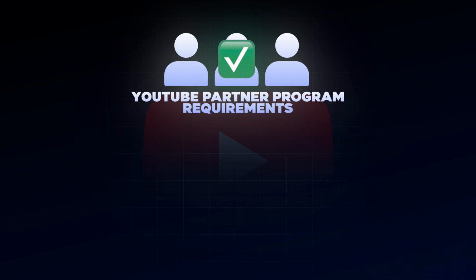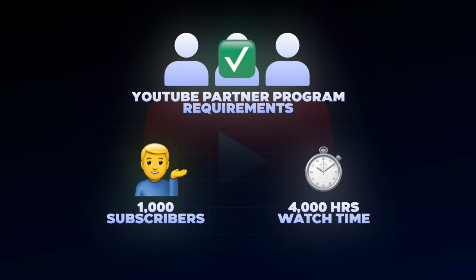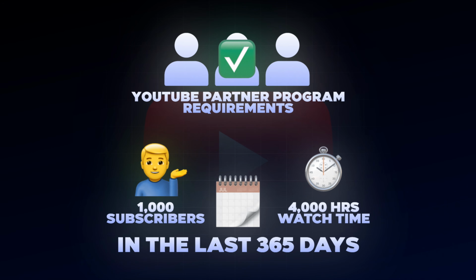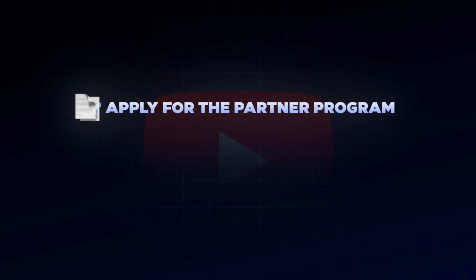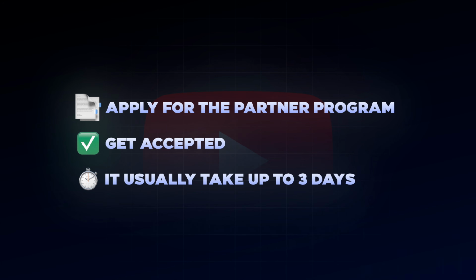And lastly, for you to start earning YouTube AdSense revenue, you need to get at least 1,000 subscribers and 4,000 hours of watch time in the last 365 days. After that, you can apply for the YouTube Partner Program, get accepted, and some people can hit that target in less than 48 hours, but usually it takes up to 3 days.